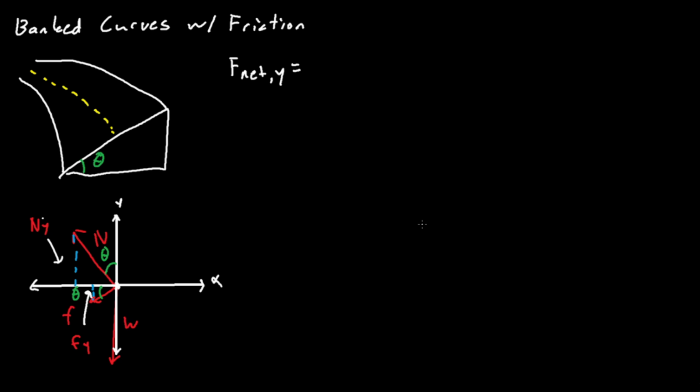So the normal y force is calculated by, well, this right here is the y component as well. It's calculated by the normal force times the cosine of theta, and it is positive, since it's going in the positive y direction. The friction force is going in the negative y direction, so this will be negative. But friction is calculated by normal force times mu.